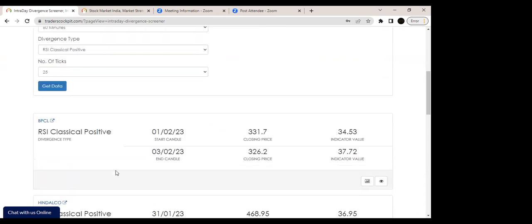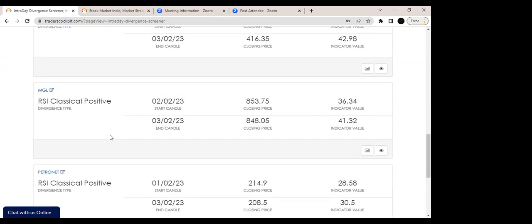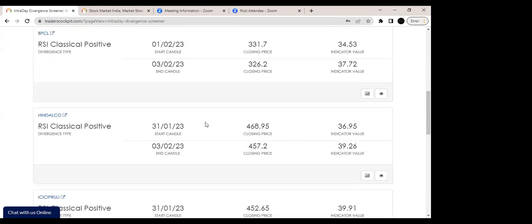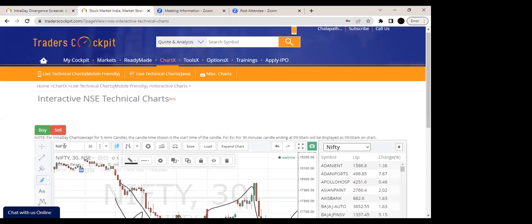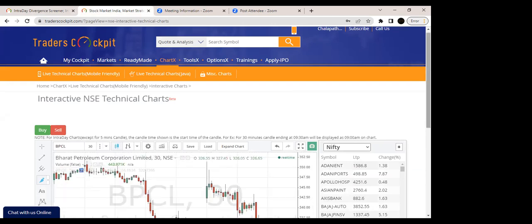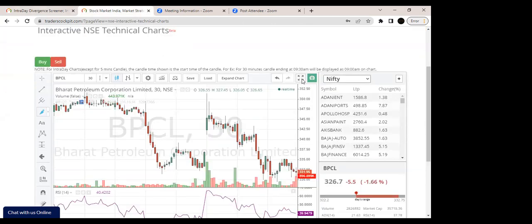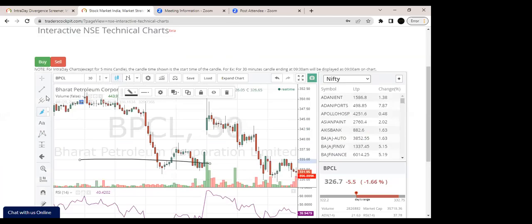Now we got a setup here. See, these are the stocks: BPCL, Hindalco, ICICI Prudential, MGL. We got the setup. Now I'll go with the BPCL stock and explain exactly what is happening in BPCL, and how we get a confirmation of RSI divergence. Let's see, here you can see BPCL is chosen, and if you click on get data, you click.